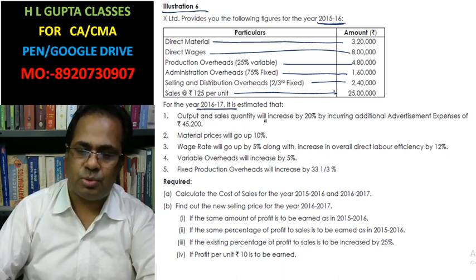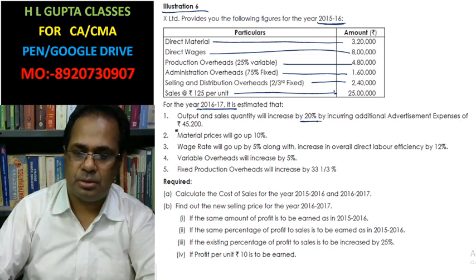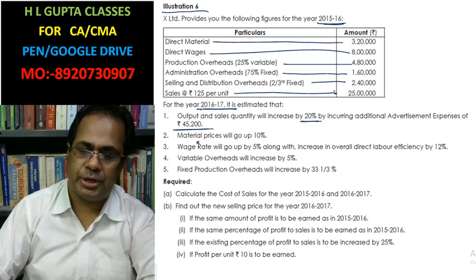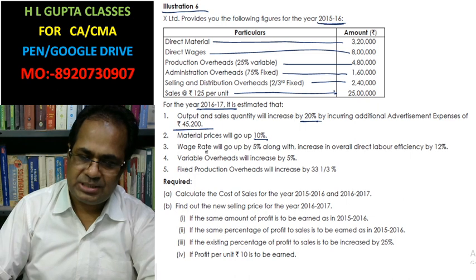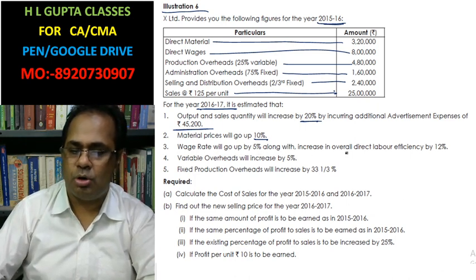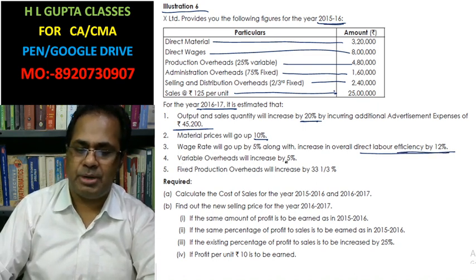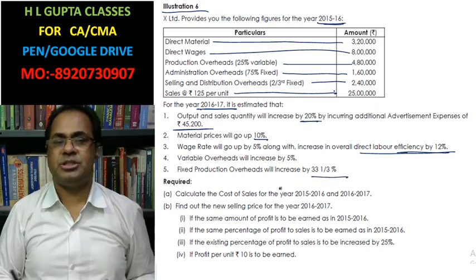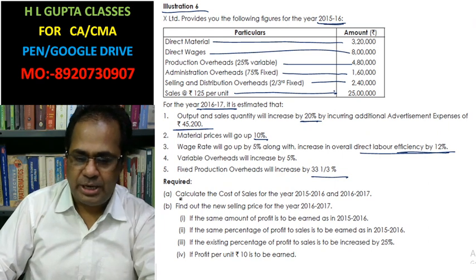Output and sales quantity will increase by 20% by incurring additional advertisement expenses of rupees 45,200. Material prices will go up by 10%. Wage rates will go up by 5% along with an increase in overall efficiency of 12%. Variable overhead will increase by 5%. Fixed production overhead will increase by 33.33%. This information is given.